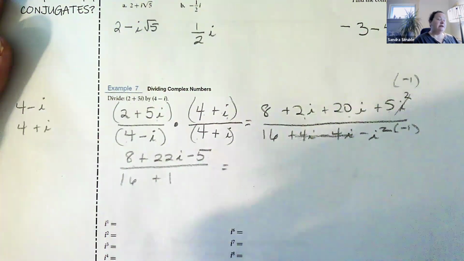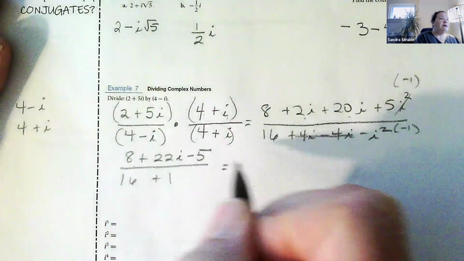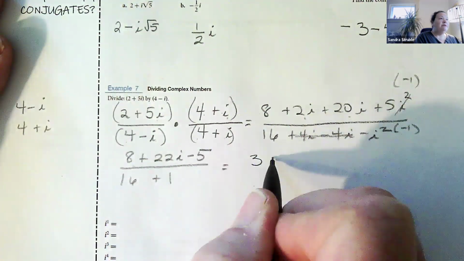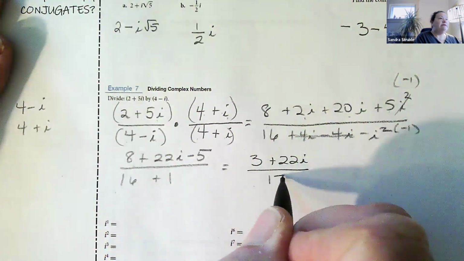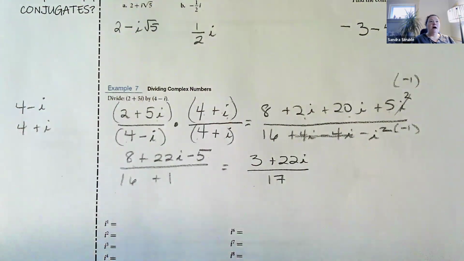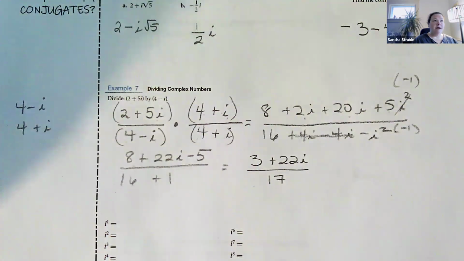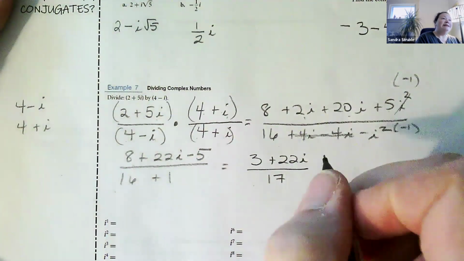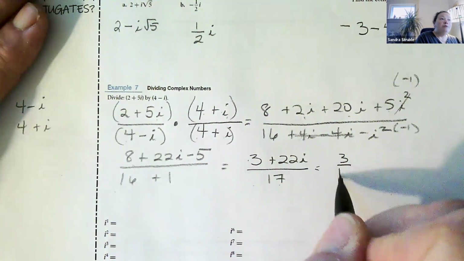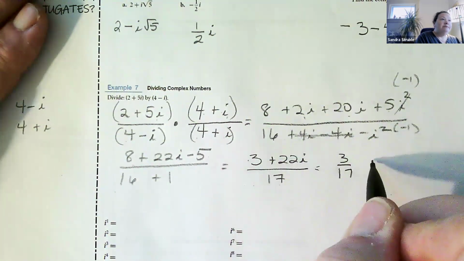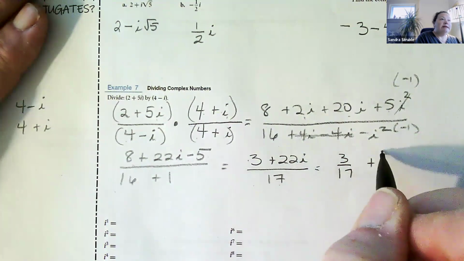Now we just need to combine our real numbers. So 8 minus 5 is 3 plus 22i over 16 plus 1 is 17. Now, this is not currently in a plus bi format. We have a numerator combined over a denominator. We need to switch these out to 3 over 17, that is the real part of it, plus 22 over 17 i.